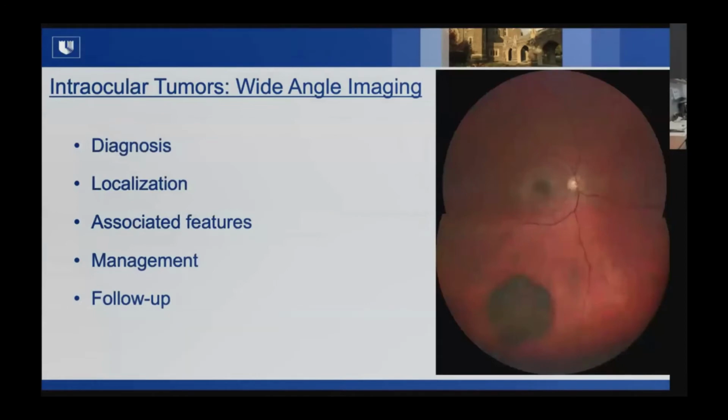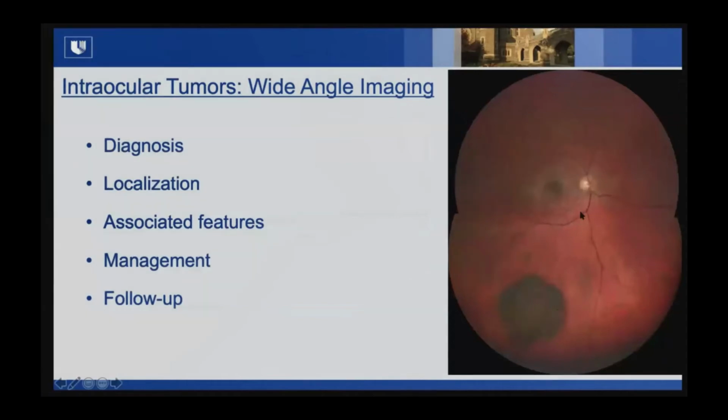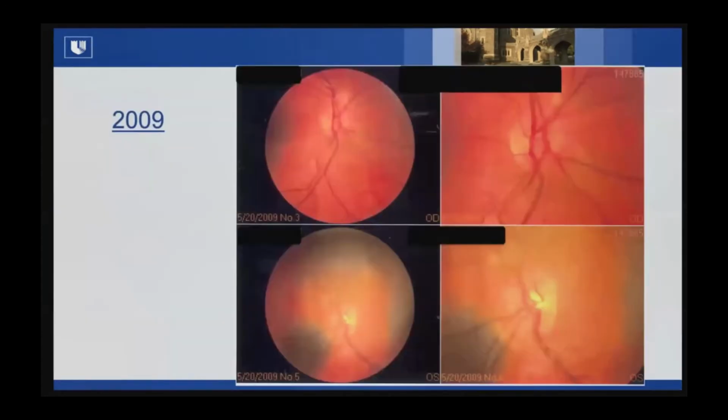This is a montage Clarus image of a well circumscribed lesion inferiorly in the right eye. We can see some lacunae in the area. The lesion is flat. It has a halo. This is a typical congenital hypertrophy of the retinal pigment epithelium. Any photography, please look at the date, it's 2009.